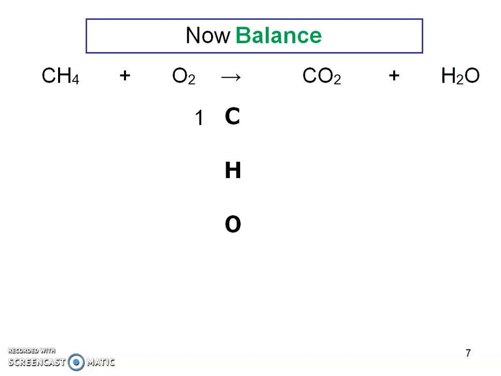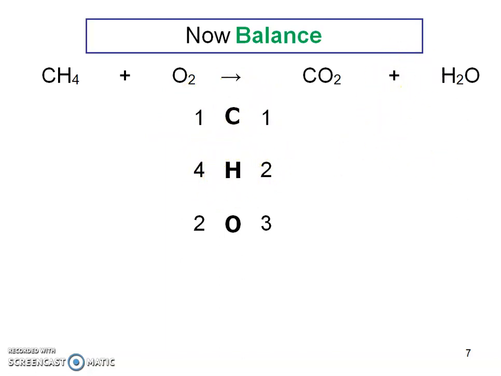All right, so we have one carbon on the left and one carbon on the right. We have 4 hydrogens on the left and 2 hydrogens on the right. We have 2 oxygens on the left, and now we have 3. We want to remember 2 plus the 1 on this side gives us 3 oxygens. All right, so starting at the top, carbon is nice and balanced. However, hydrogen is not. He's our next victim.